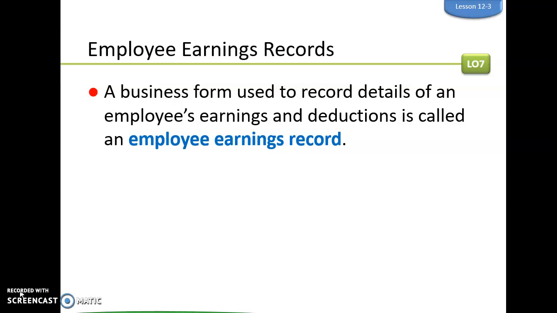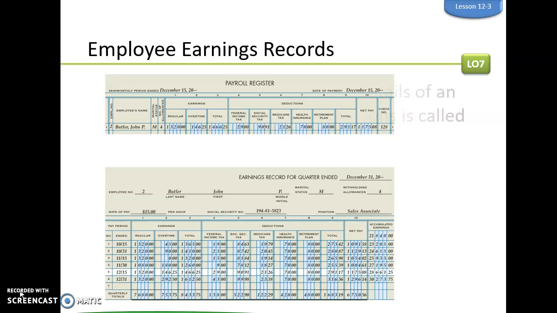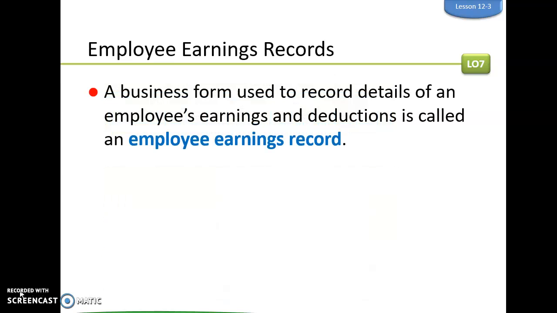So a business form used to record details of an employee's earnings and deductions is called an employee's earnings record. The employee's earnings and deductions for each pay period are recorded on one line of the employee earnings record. A new earnings record is prepared for each employee each quarter. So each quarter there's a new one.